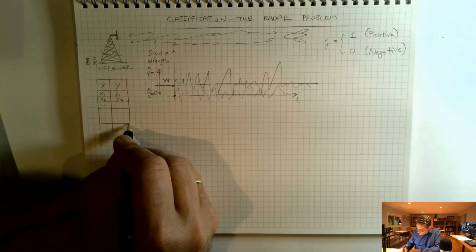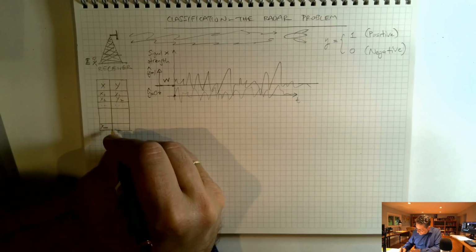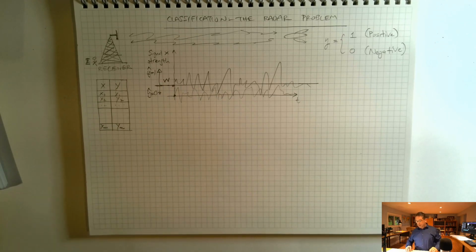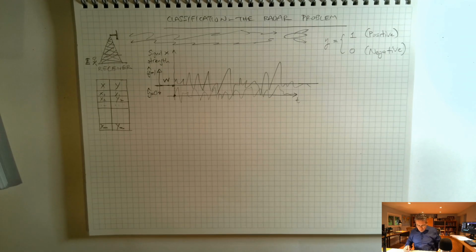If they not, we have to replace them with somebody else. So xm, ym, that's our, let's say, we have aggregated m examples of what has happened at our receiver.